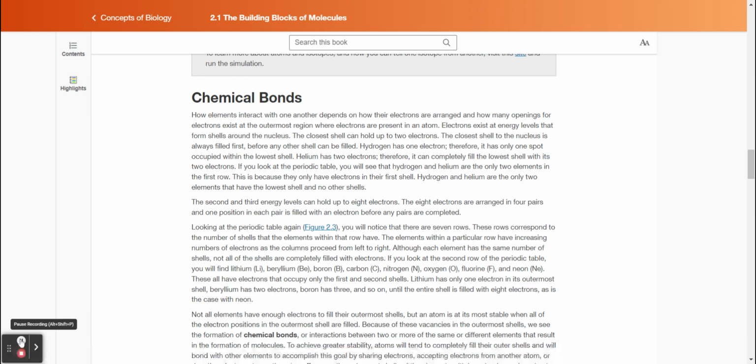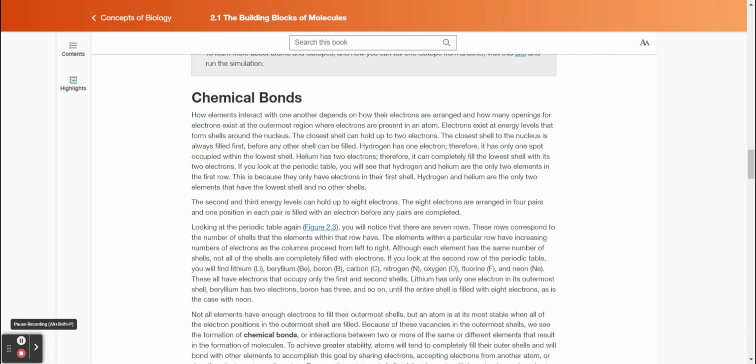Chemical bonds. How elements interact with one another depends on how their electrons are arranged and how many openings for electrons exist at the outermost region where electrons are present in an atom. Electrons exist at energy levels that form shells around the nucleus. The closest shell can hold up to 2 electrons. The closest shell to the nucleus is always filled first, before any other shell can be filled.